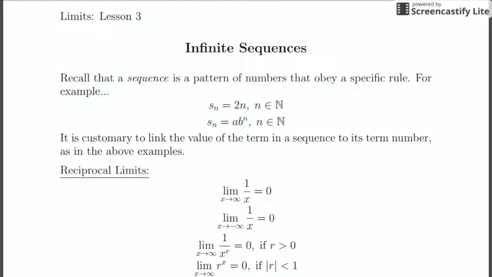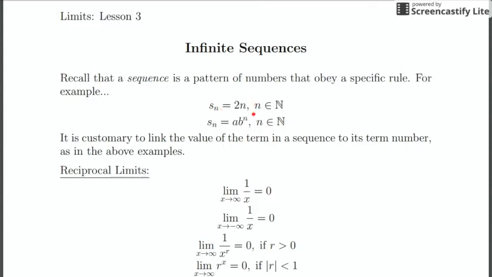Hi everybody. So in this lesson, we're going to take a look at infinite sequences. Now, remember that a sequence is just a pattern of numbers that obey a specific rule, a rule for letting us move from one value to the next, to the next, to the next. And usually they're going to look something like this when we write them out. We'll use, for example, S to represent the general term in the sequence, usually with a subscript. Now, the significance of that subscript is merely to tell us which term in the sequence it is.